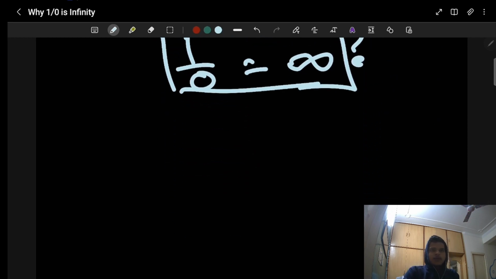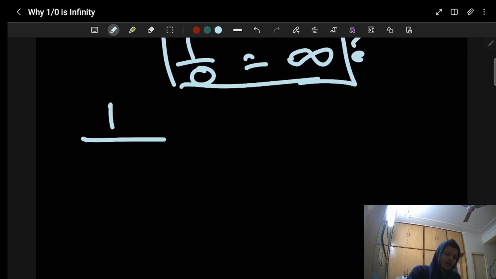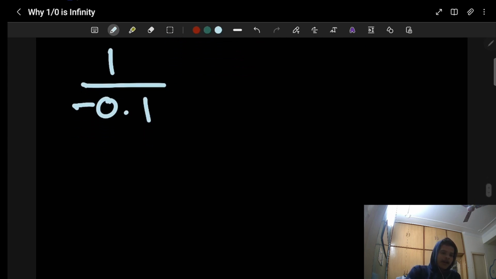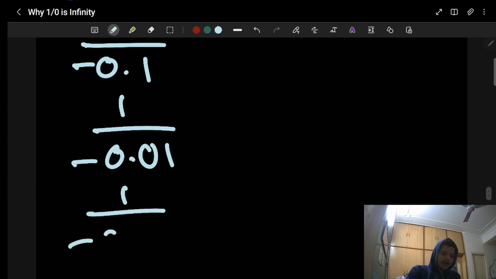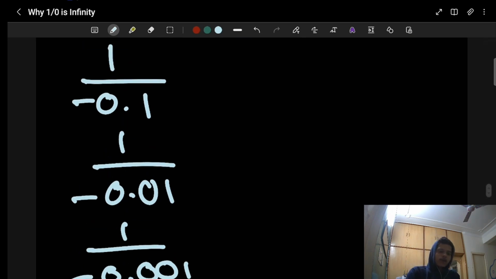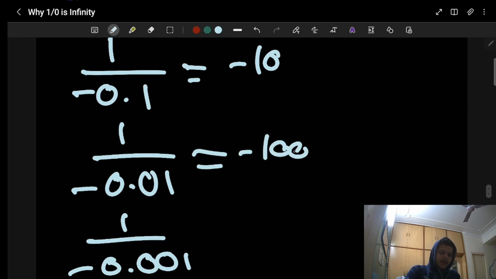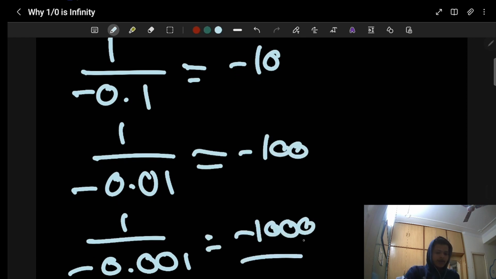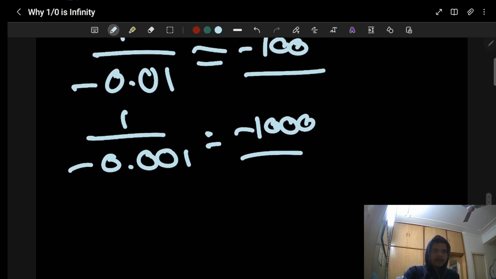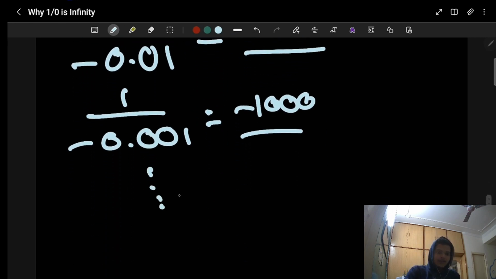But then Eddie Wu uses another example where he takes 1 upon minus 0.1, and then 1 upon minus 0.01, and then 1 upon minus 0.001. Basically, he's arguing that instead of going down from 1, we're going up from negative 1. This is minus 10, this is minus 100, and this is minus 1,000, right? We know all of this. So basically, in this way, Eddie says that this approaches 1 by 0, and this approaches negative infinity.